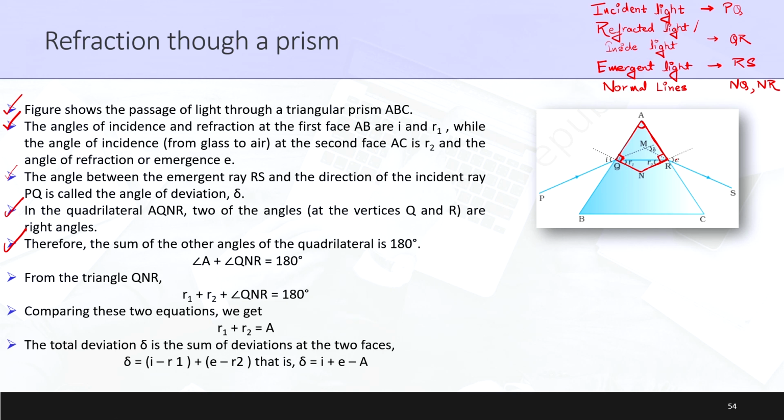Now, from the triangle QNR, let me denote it in some other color.